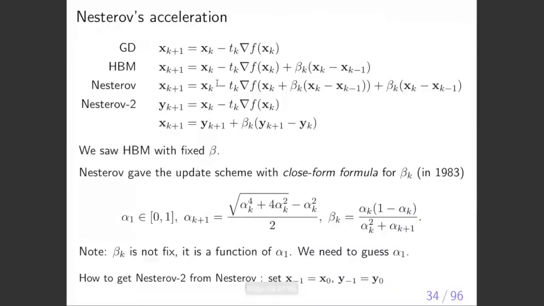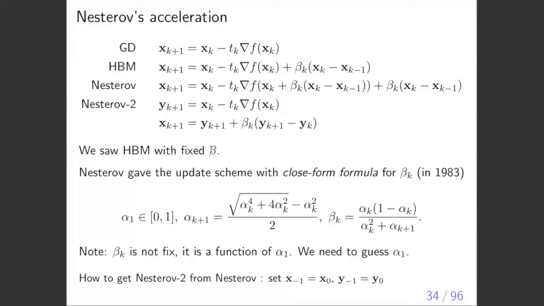So it comes to the Nesterov acceleration. Let's review. This is gradient descent. This is HBM. Nesterov is where you do the momentum term before the gradient descent and then you add it back. And actually you can split this whole line into 2 lines. This Nesterov and Nesterov 2 are the same thing. And then we just saw that HBM with a fixed beta, and actually there's a best beta.